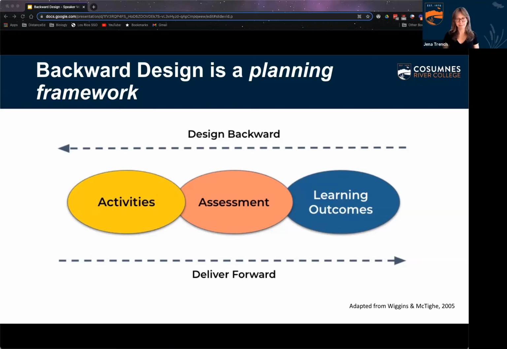I find that this flowchart here is helpful because it shows how we typically progress through our course, right? Activities and then assessment and then we assess those learning outcomes. But really backward design is going in the opposite direction, right? So identifying your learning outcomes, then your assessments, and finally your learning materials.